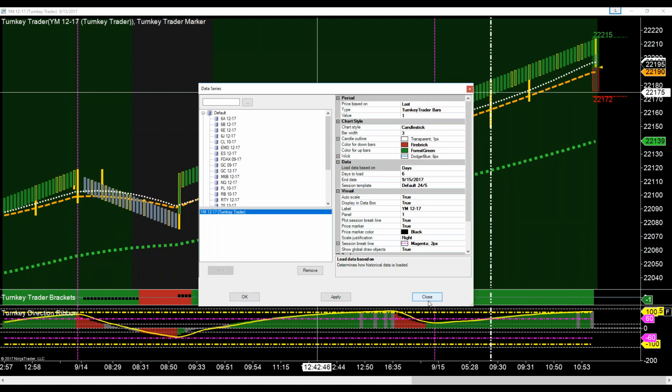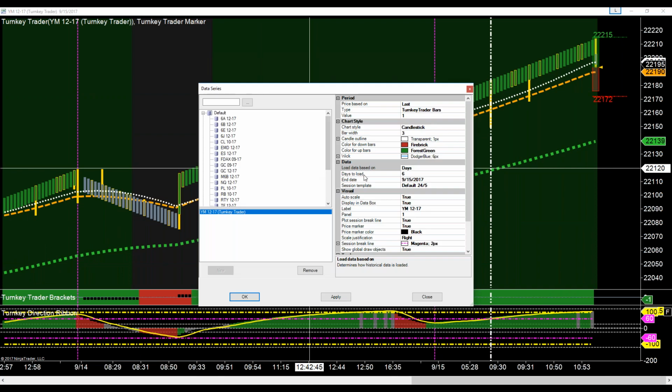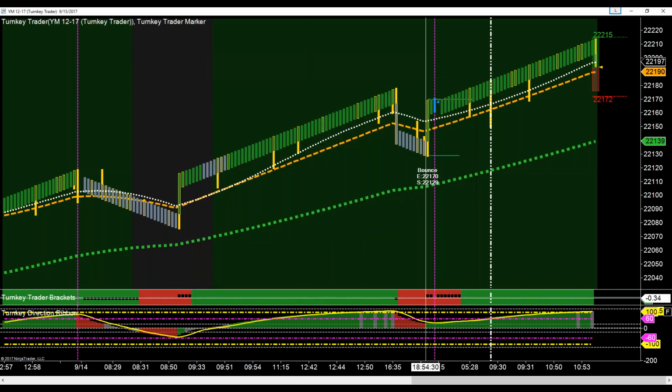So you want to right click on your chart, go to data series. We want the days to load set to 6. Session template set to default 24/5. We want to load TurnKey Trader bars and use the TurnKey Trader complete template.